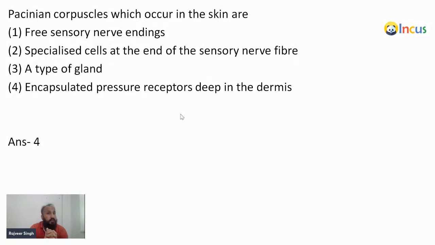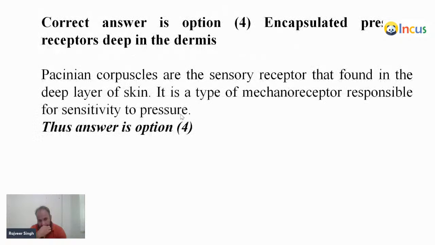Fascial corpuscles, which occur in the skin, are free sensory nerve endings, specialized cells at the end of the sensory nerve fibers, a type of gland, and encapsulated pressure receptors deep in the dermis. The answer will be fourth, because fascial corpuscles are the sensory receptors found in the deep layer of the skin. It is a type of mechanoreceptor responsible for the sensitivity to pressure. So the answer will be fourth.